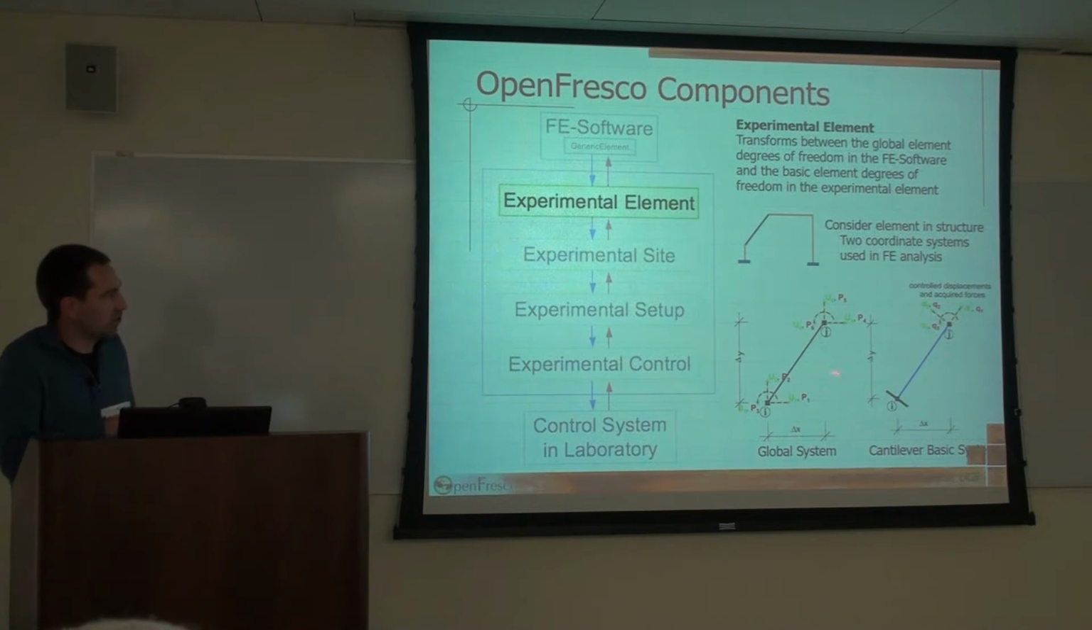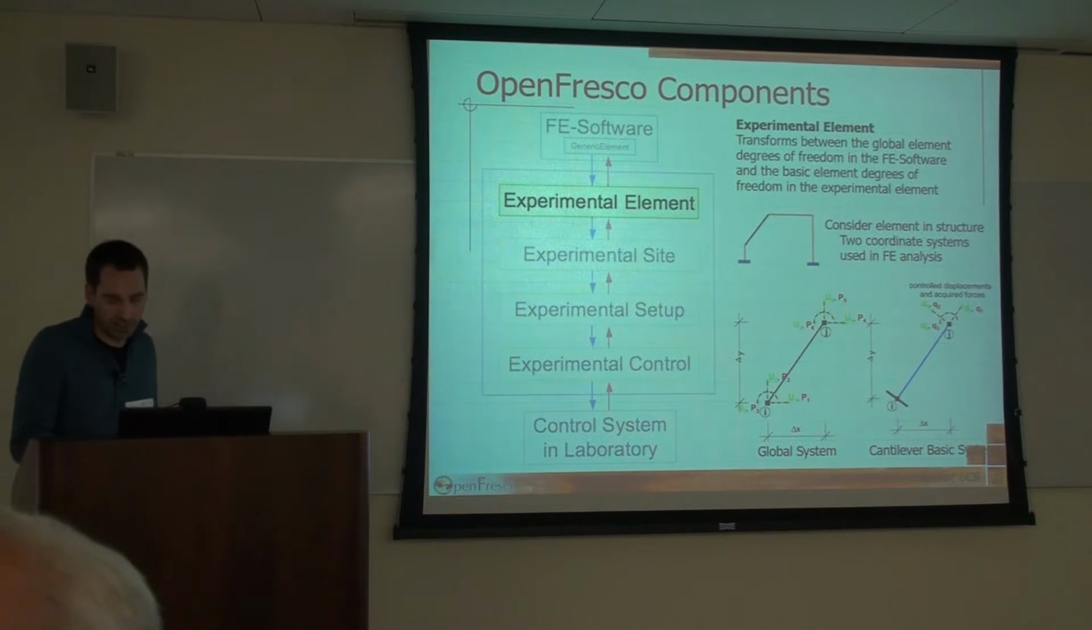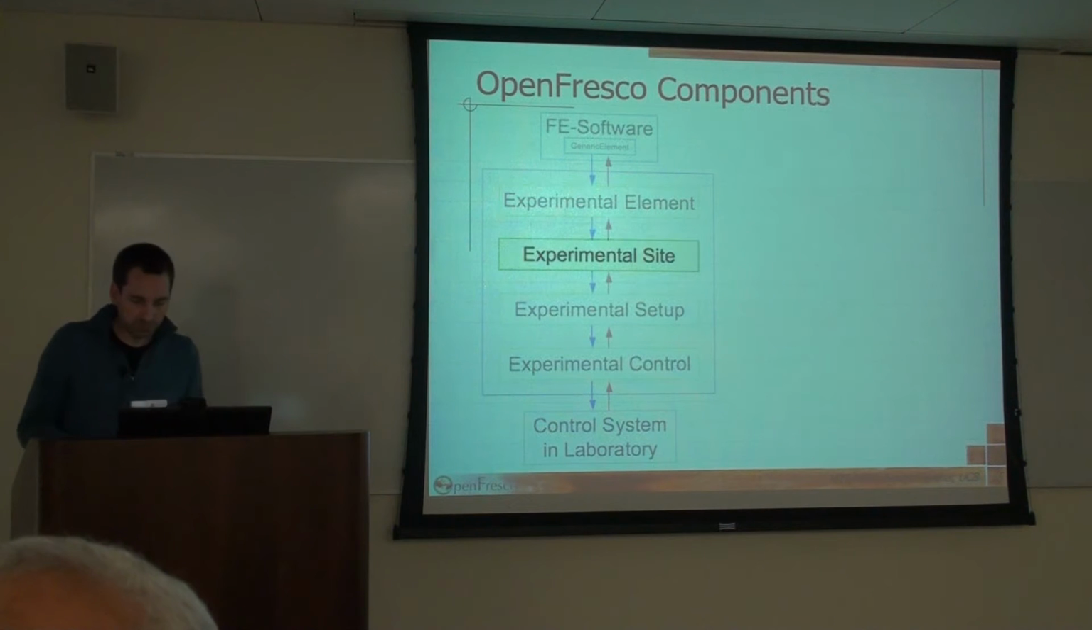And basically we can do this in two ways. One way is removing the rigid body modes going to the simply supported system, or the other way, which we are choosing here in the experimental element, is going to the cantilever basic system. The reason being, if we remove the rigid body modes going into the cantilever basic system, we end up with 2 displacement degrees of freedom and only 1 rotation degree of freedom. And it's easier to control a displacement degree of freedom than a rotation degree of freedom. So this is the preferred basic system. So that's what we do. We transform into that. That's what the element basically does.